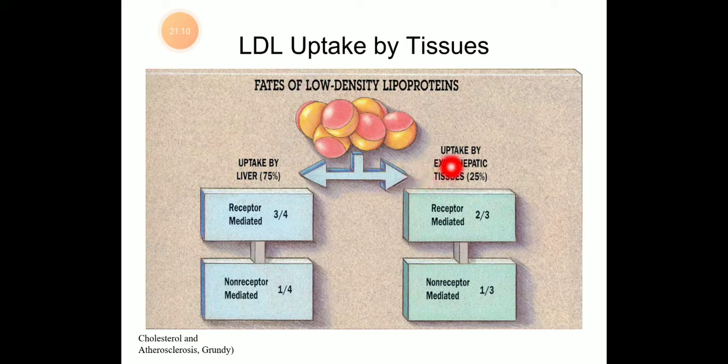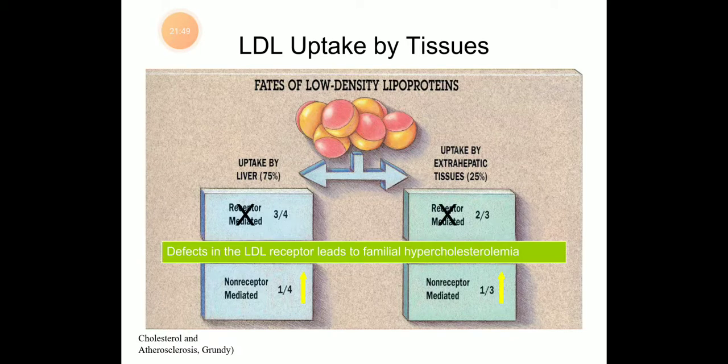There are different fates of low density lipoproteins. Uptake by liver is around 75%. Uptake by extrahepatic tissues is around 25%. Receptor mediated is 2 by 3, whereas in the liver its uptake is around 3/4, and non-receptor mediated uptake is around 1/4 in the liver, whereas extrahepatically 1/3 of LDL is undergoing uptake via the non-receptor mediated pathway.